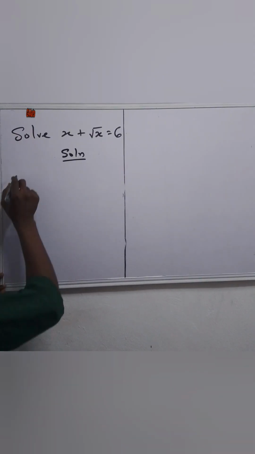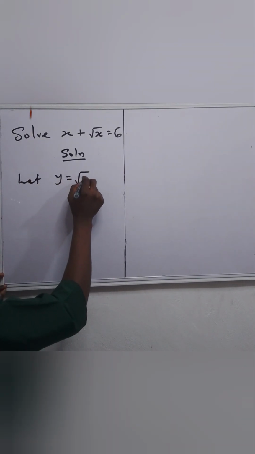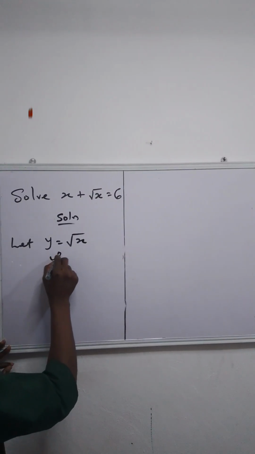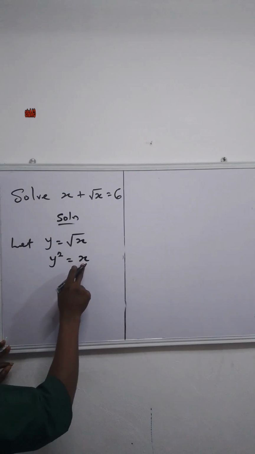Now let's start by saying let y be equal to the square root of x. So if we have this, we square both sides. So we have y squared equals x. When you square the square root of x, you have x.